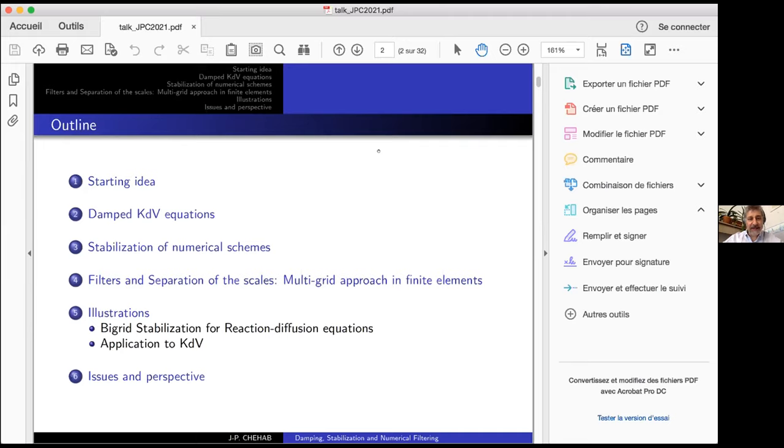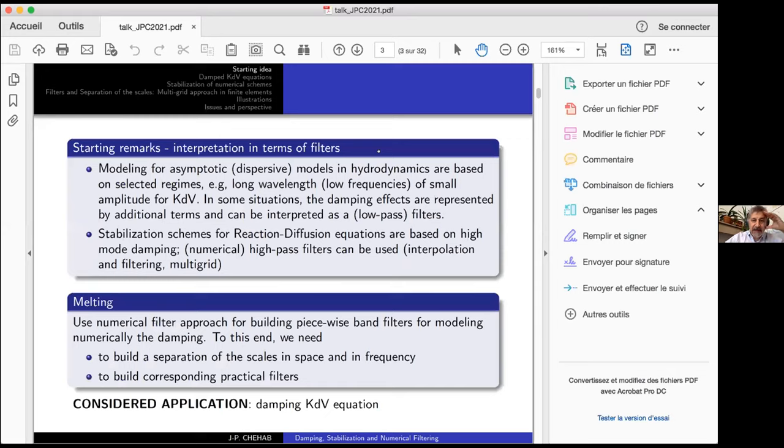Then I will apply the techniques in two situations. The first is the bi-grid stabilization for reaction diffusion equations. The second, on which I will focus, is the application to the KdV equation. Then I will give some issues and perspectives. Well, the starting remark is the following.